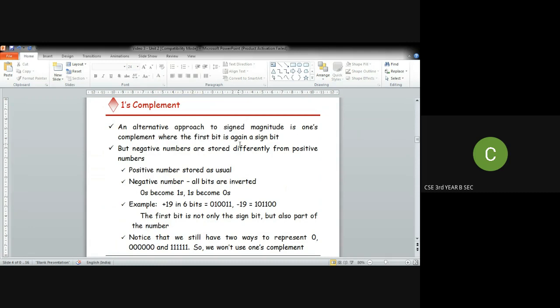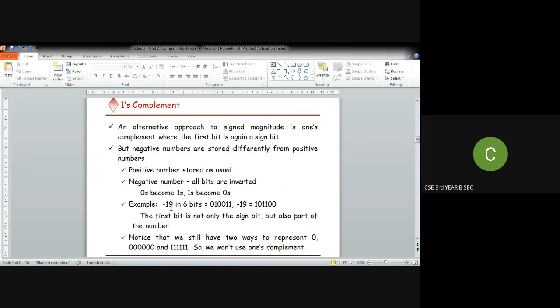So here also we are using the first bit, which means the leftmost bit, as a sign bit. But negative numbers are stored differently from positive numbers. To represent a negative number, we have to do the invert operation, which means all zeros become ones and all ones become zeros. In this way a negative number can be represented.